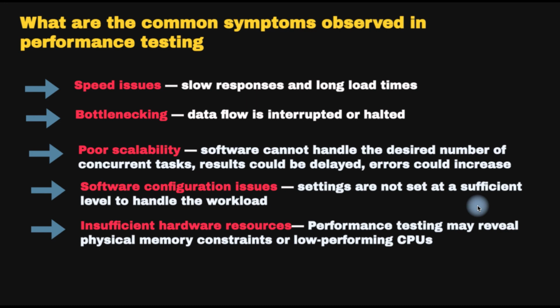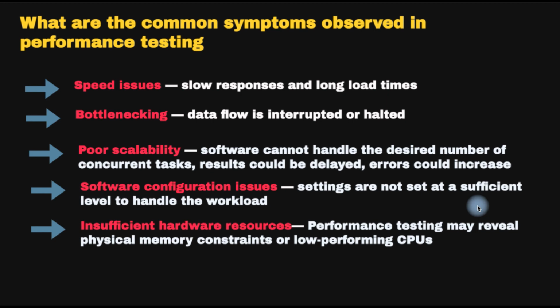Poor scalability means the software cannot handle the desired number of concurrent tasks. Results could be delayed and errors could increase. That is called poor scalability. Software configuration issue means settings are not set at a sufficient level to handle the workload. There might be some issues with your configuration setup which may lead to performance issues. You need to identify those things.